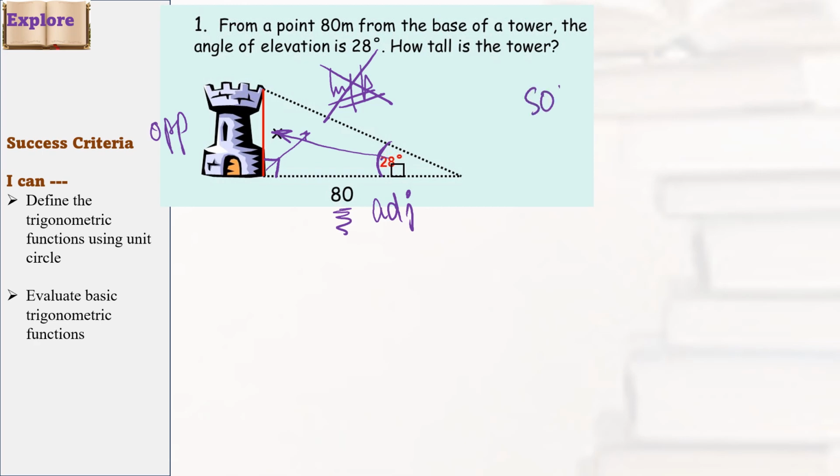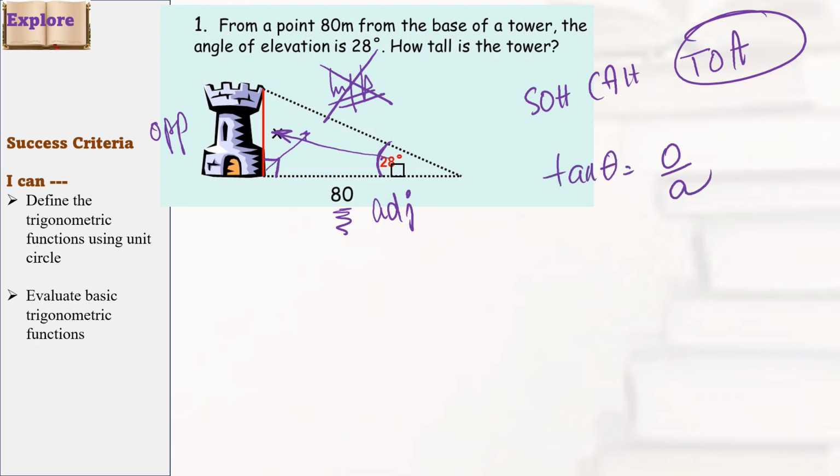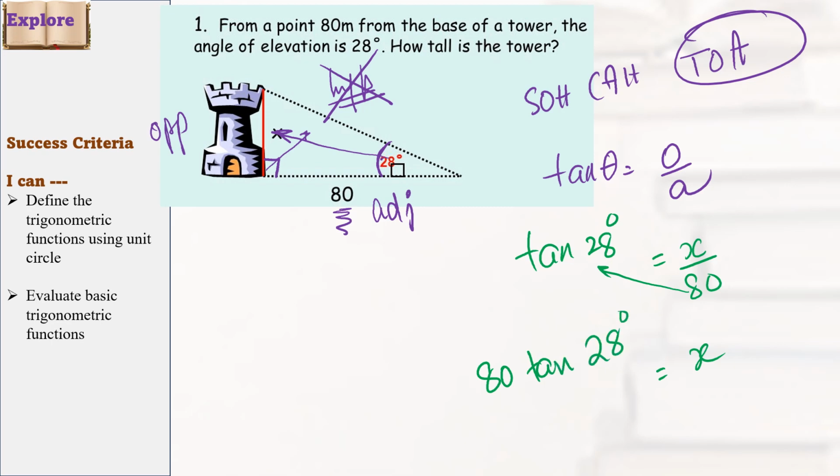So again, I will use the word SOH CAH TOA, and I have the opposite and adjacent. So I am going to use the formula tangent theta equals O over A. Whereas O is my x and A is 80, and here the angle is 28 degrees. Now I need to find out the x, so I just bring the 80 here because I want to keep the x aside, and it will give me 80 tangent 28 degrees.